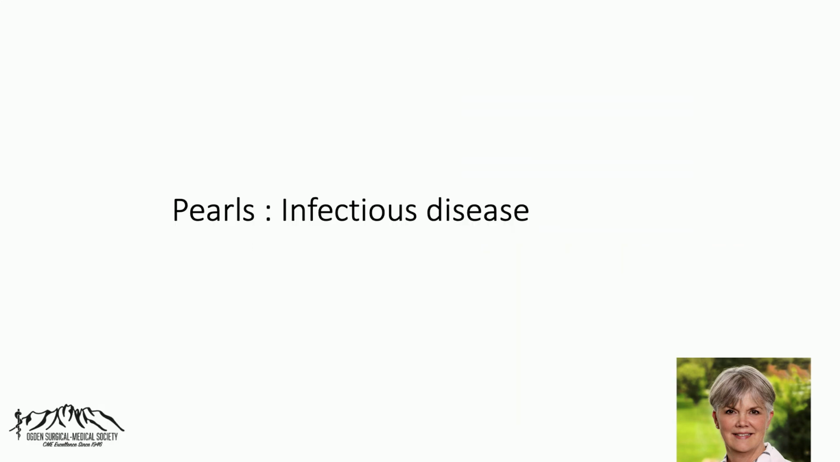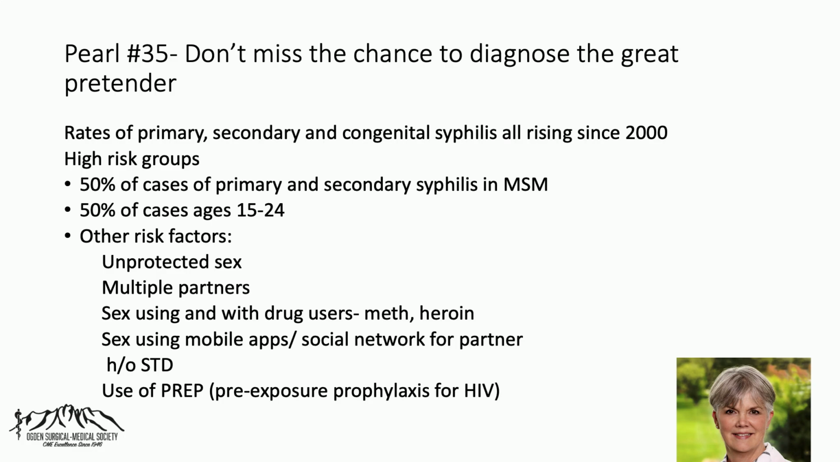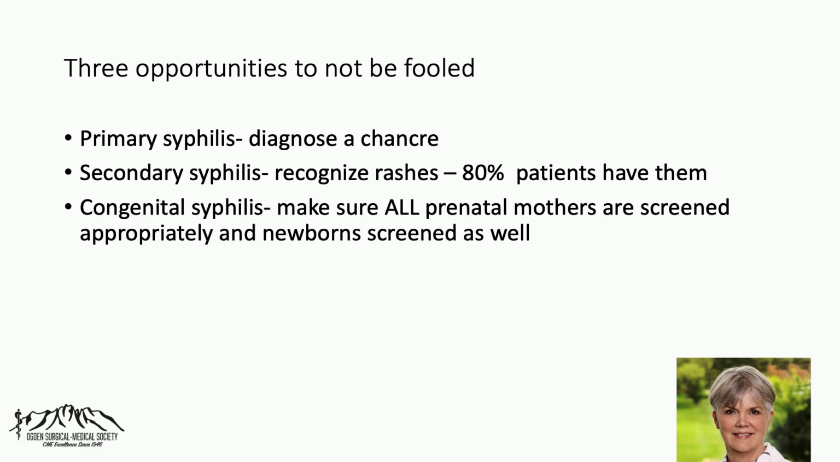Okay? Infectious disease. Don't miss the chance to diagnose the great pretender. I think you're getting a talk about syphilis. It's on the rise. It's been on the rise for decades, especially in the young teenagers, especially in men who have sex with men. Did you know that using PrEP is also a risk? PrEP is pre-exposure prophylaxis for HIV because it changes people's psyches and their risk behavior. So you got to think about all of these things when you're wondering who's at risk.